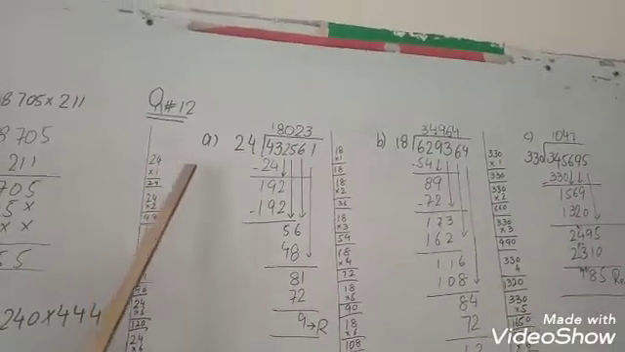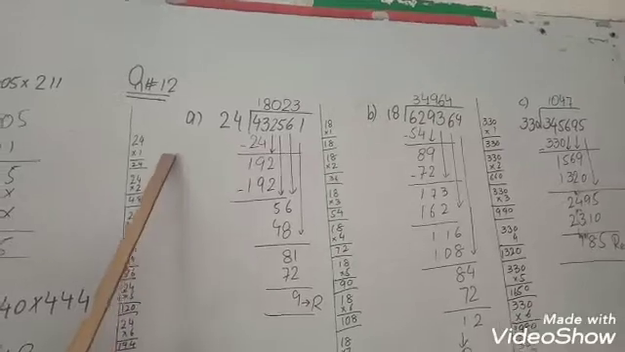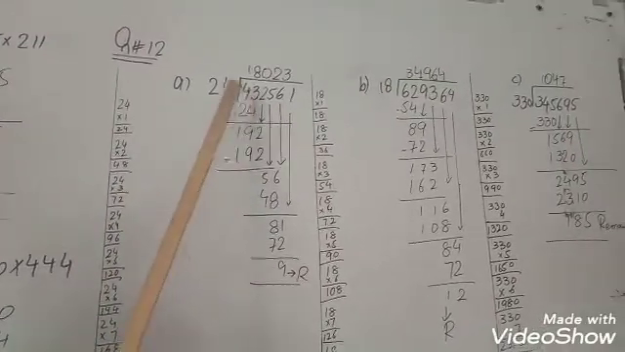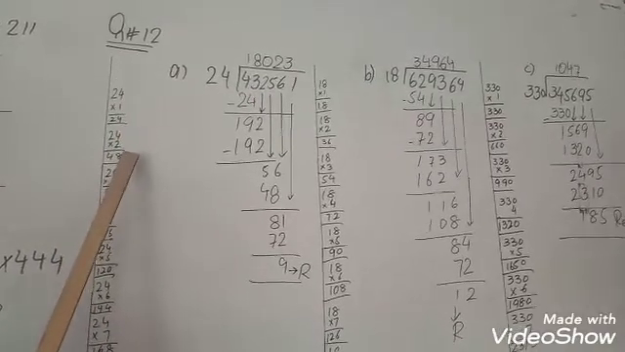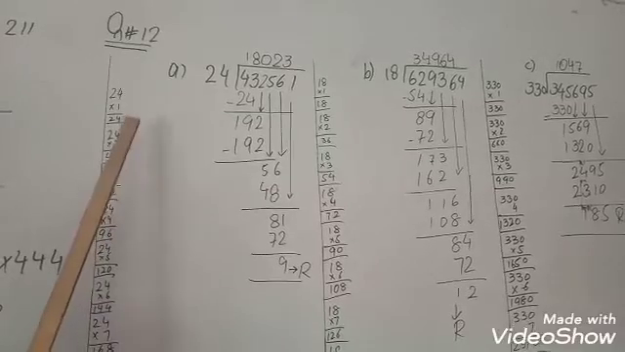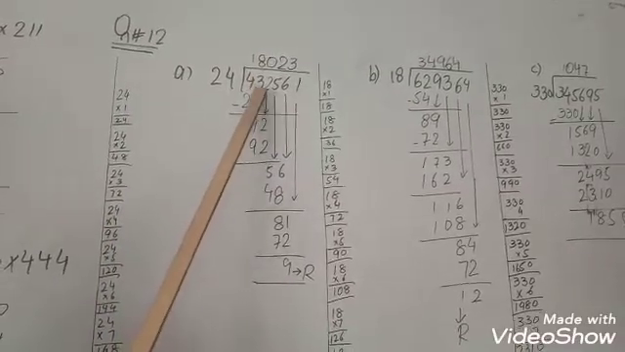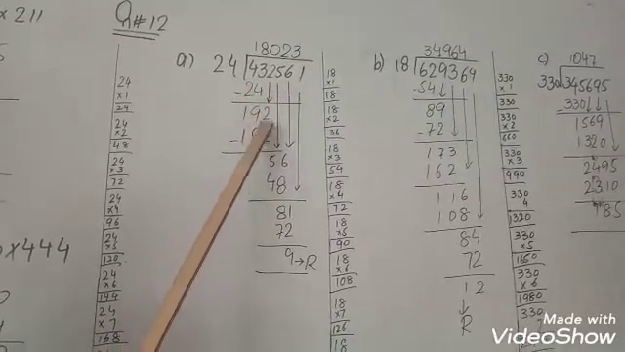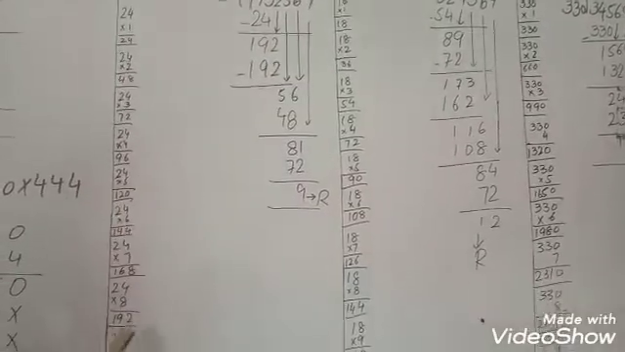Question number 12, divide these numbers. First of all, we write the table of 24. This is the table of 24. Now we divide. This is 43. We take a number which is 43 or less than 43. This is 48, so we take 24. 24 times 1 is 24. Now we subtract. 43 minus 24 is 19. Now bring down 2. This is 192. Now we look here for 192.